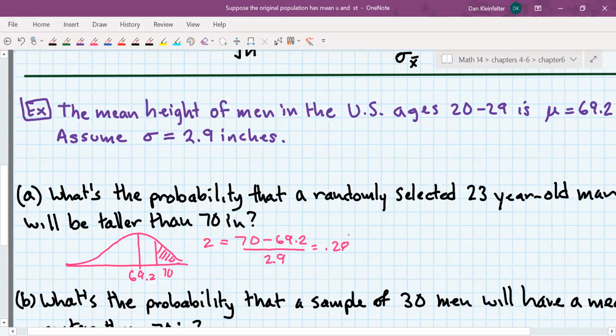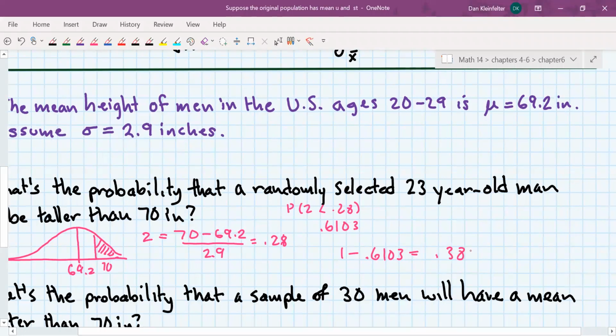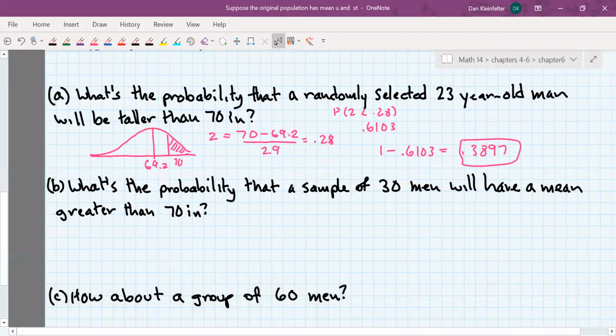So let's look in our table for that. 0.6103. That's our probability that z will be less than 0.28. We wanted the right tail though, so we'll take the complement of that and get 0.3897. That will be the probability that one 23-year-old man has a height that is greater than 70 inches.